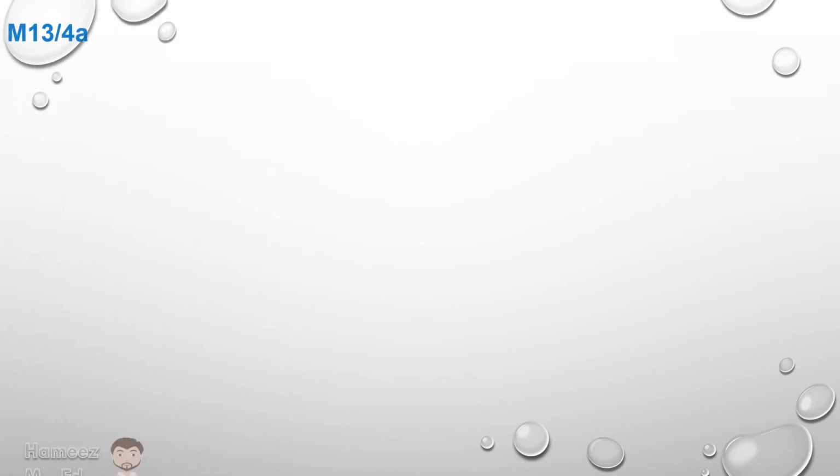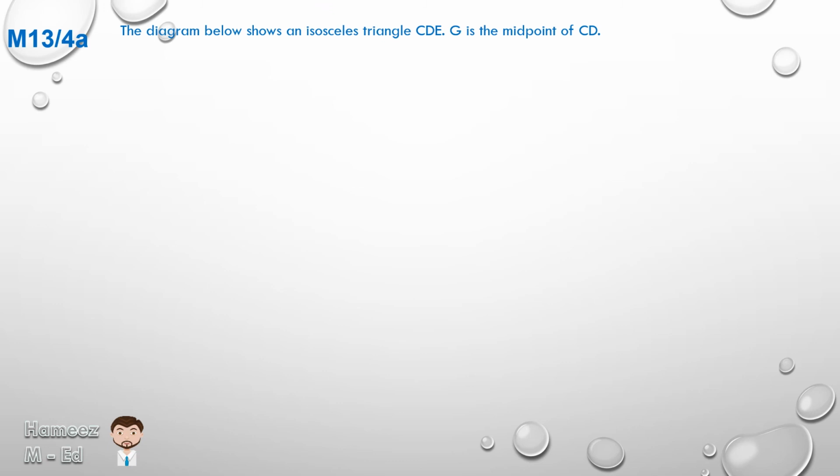May 2013, number 4A. The diagram below shows an isosceles triangle CDE. Since it's an isosceles triangle, it means that 2 of the sides are the same. So we can tell that CE and DE are the same length. G is the midpoint of CD, so it cuts CD directly in half. It also tells us that G is directly below E, so EG is the height of the triangle.